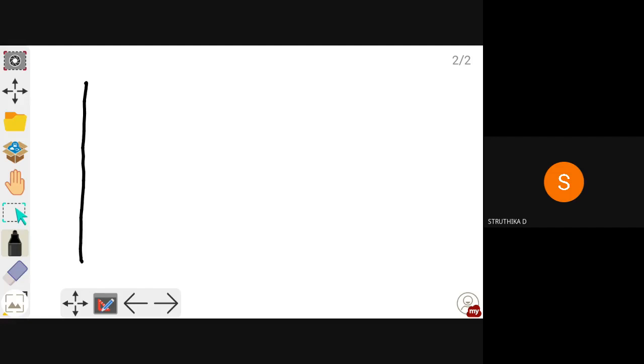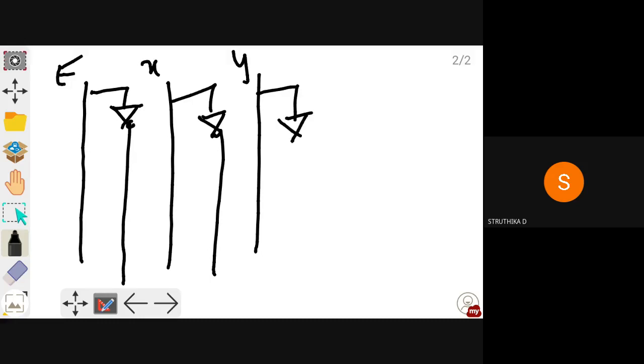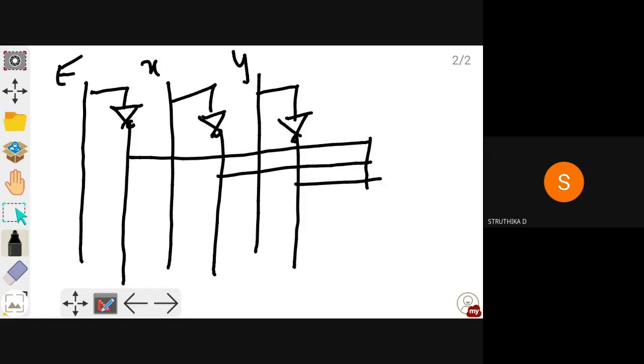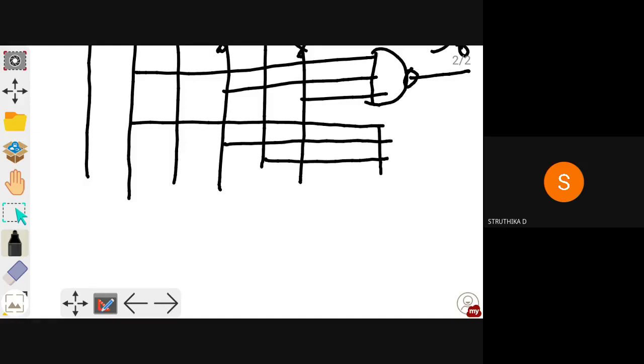So this is E, this is E bar, then X, this is X bar, then Y, this is Y bar. So D0 will be E bar, X bar and Y bar, and you have to put a NAND gate here. So this is the D0. Then next will be D1. So this will be E bar, then X bar, then Y. So this will be D1.